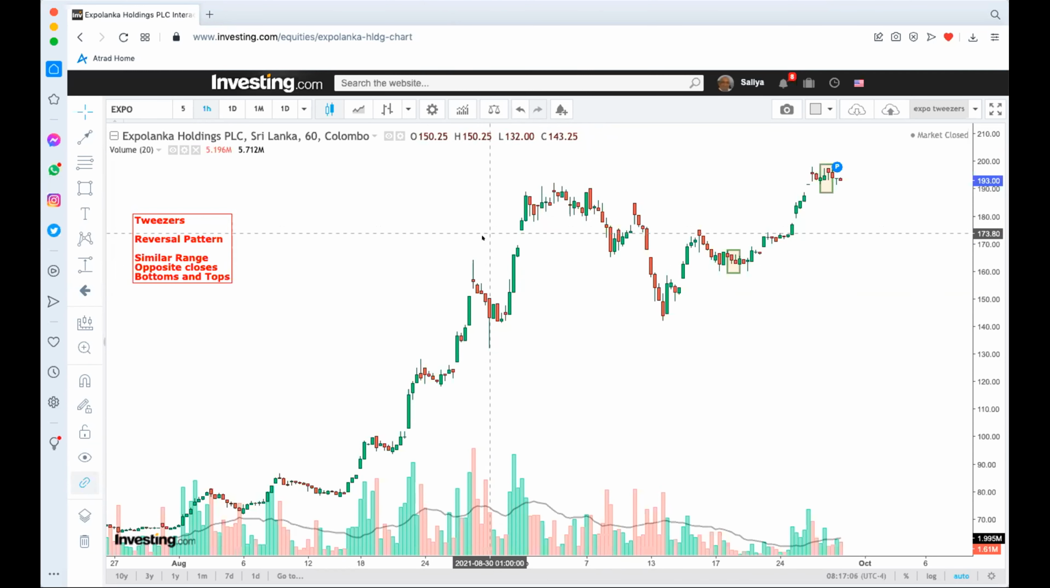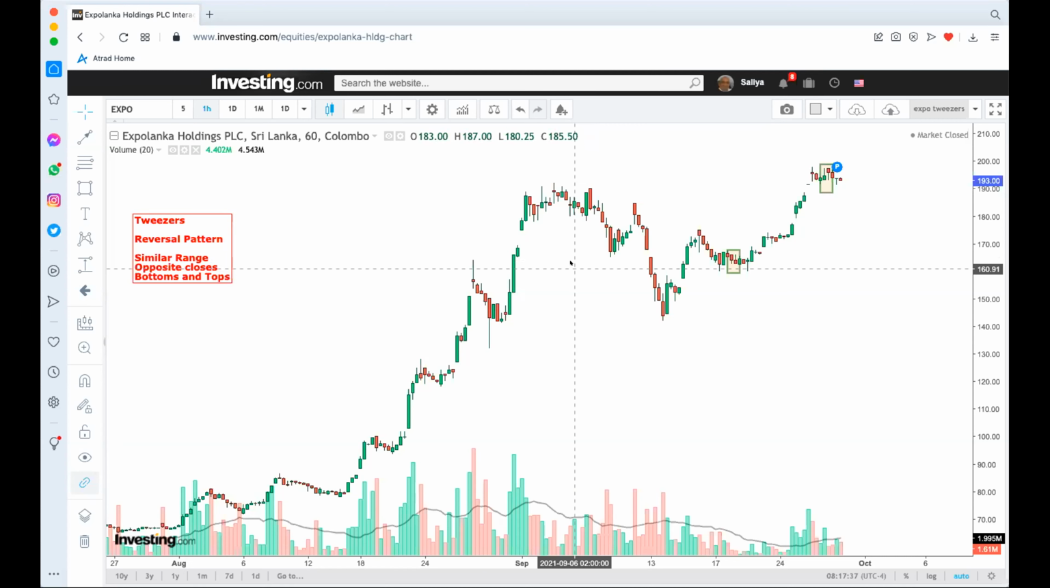Right, Jeevanti is asking whether the tweezers happen at the top or the bottom. Tweezers happening at the bottom and at the top will make the respective reversals. Meaning a tweezer at the bottom can expect a reversal to the up, and a tweezer at the top can expect a reversal to the bottom. But it will happen only with a breakout.